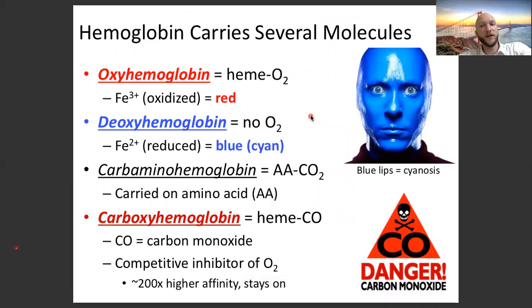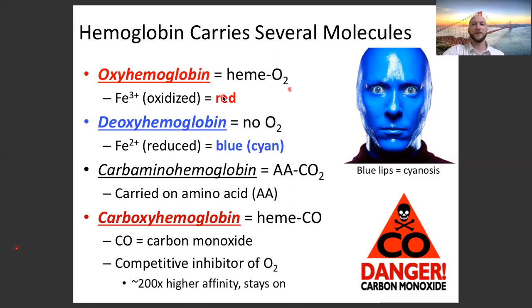Hemoglobin famously carries oxygen, but it can also carry other molecules. When hemoglobin is bound to oxygen, it's called oxyhemoglobin. When it is not bound to oxygen, it is called deoxyhemoglobin.